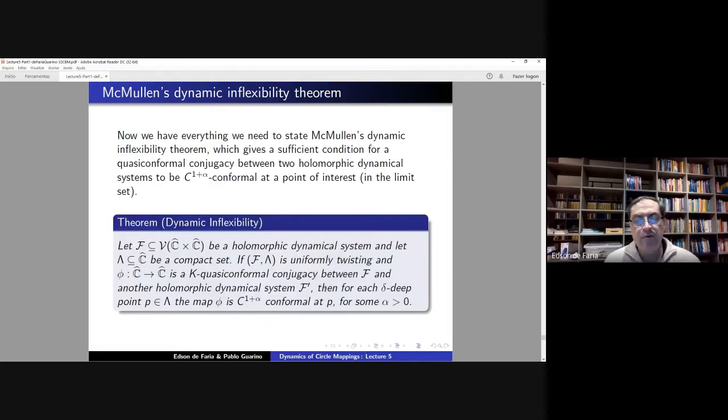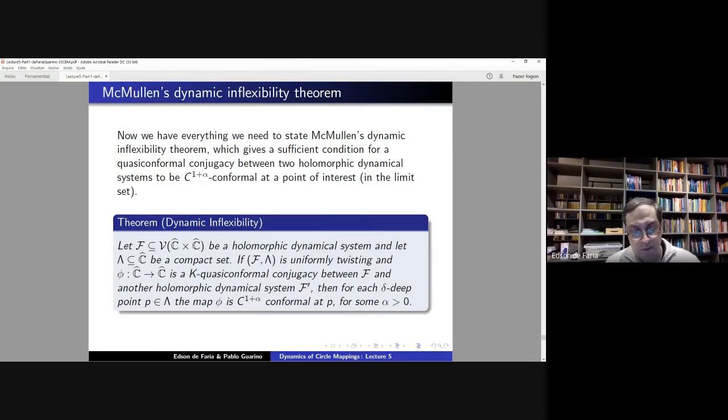So the theorem states the following. If you have a holomorphic dynamical system and a compact set lambda on the Riemann sphere, and you know that the family F lambda is uniformly twisting, because it's a collection of holomorphic dynamical systems, so it makes sense to ask whether it's uniformly twisting or not. Suppose it is uniformly twisting, then if you have a quasi-conformal homeomorphism phi of the Riemann sphere that takes this holomorphic system F to another holomorphic dynamical system F prime, then for each delta D point P in lambda, okay, this conjugacy phi is actually C1 plus alpha conformal at that point, okay? Provided the point is a delta D point, provided the point is a D point.